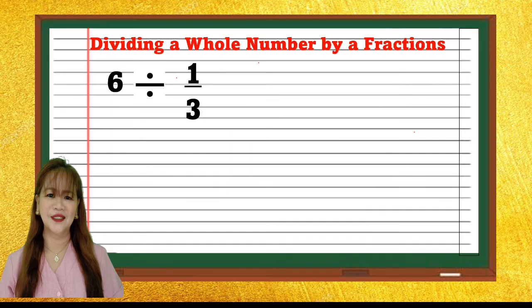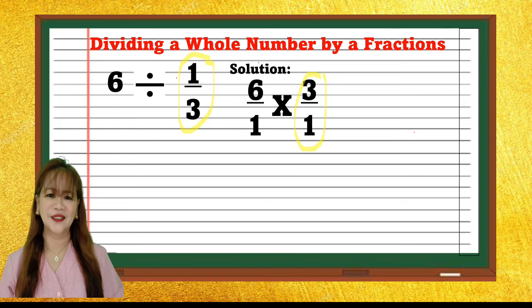So, how about dividing a whole number by a fraction? Katulad ng sinabi ko, yung 6 ay understood na may 1 sa ilalim. So, maging ganito ang gagawin natin. Solution: 6/1 times 3/1. So, kinuha natin yung inverse ng 1/3 ay nagiging 3/1.